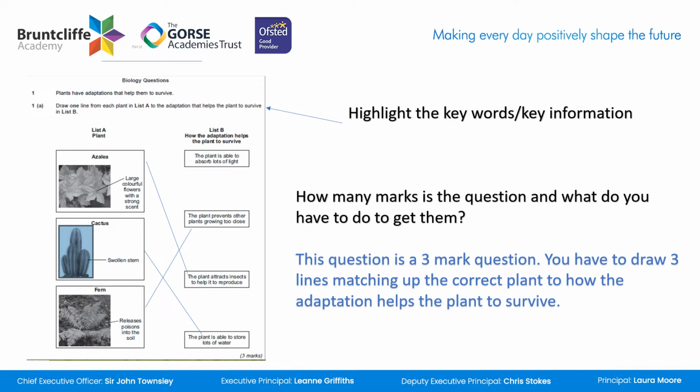Draw one line from each plant in list A to the adaptation that helps the plant to survive in list B. Please notice that list B actually has a choice of 4. This means that one of them is going to be left out. It is a 3-mark question. Therefore, you have to draw 3 lines matching the correct plant to the adaptation that helps it to survive. One will be left out.